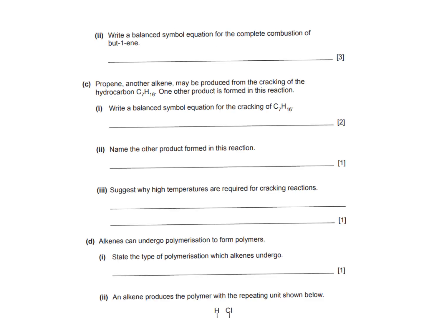This question requires us to write a balanced symbol equation for the complete combustion of but-1-ene. So but-1-ene is C4H8 reacting with oxygen, again forming carbon dioxide and water because it's complete combustion. So 4, and then we need 4 there. 8 hydrogens, need a 4 there. So 4 twos are 8, plus 4 is 12, and you put a 6.